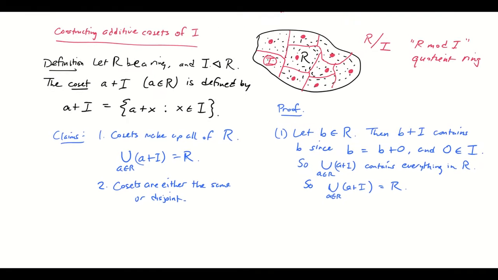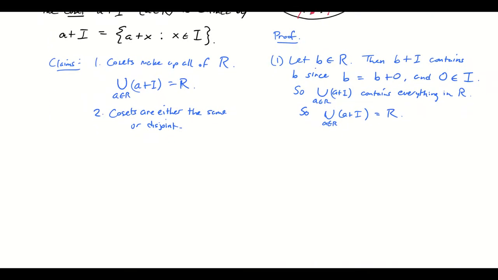So that's number 1. Number 2, a little bit trickier technically. Let's suppose A and B both belong to R, and consider the cosets A plus I and B plus I. The way I'm going to approach this is I'm going to assume that they are not disjoint and show that they have to be the same. In other words, we're going to assume that they have some intersection and prove that that intersection forces them to be exactly the same.